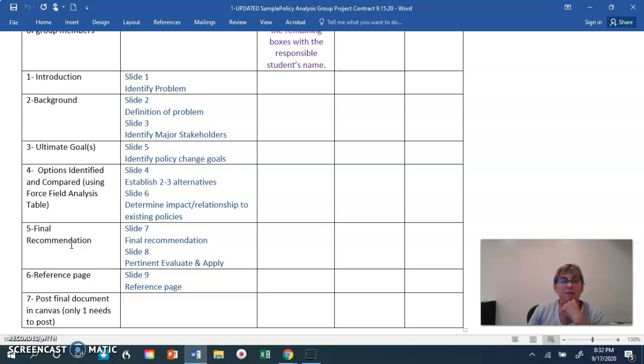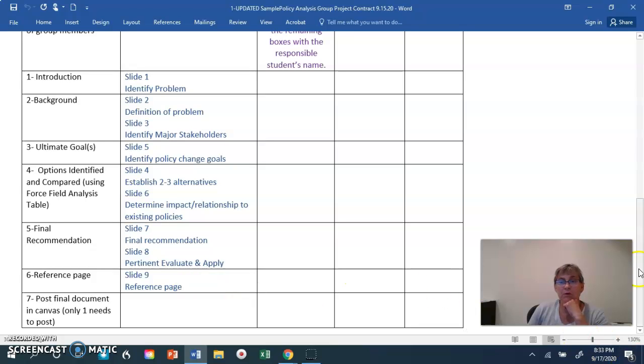So your recommendation should include just a really brief idea about how you might evaluate the implementation and apply your recommendation for implementation. Then the last section here under number 6, as we're moving towards the end, is slide number 9, and that is your reference page. So they're the same. Slide number 9 is the equivalent of section number 6 on the written document.